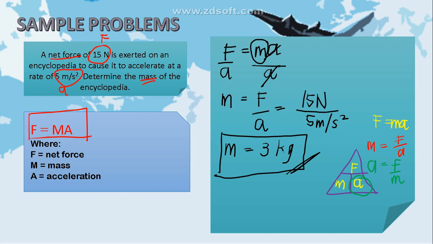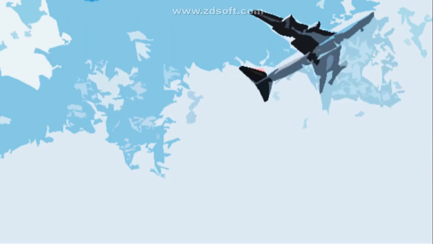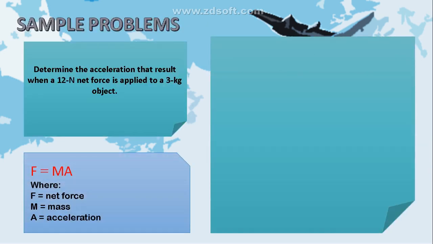Okay. So, what if acceleration is the one missing? So, we have a problem. Determine the acceleration that results when a 12 Newton net force is applied to a 3 kilogram object. So, we have here 12 newtons, which is the net force, and then 3 kilograms, which is the mass. So, we have force and mass.